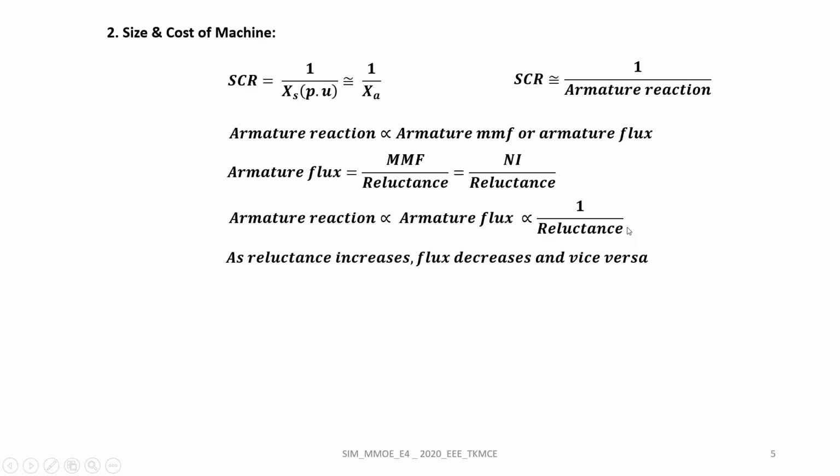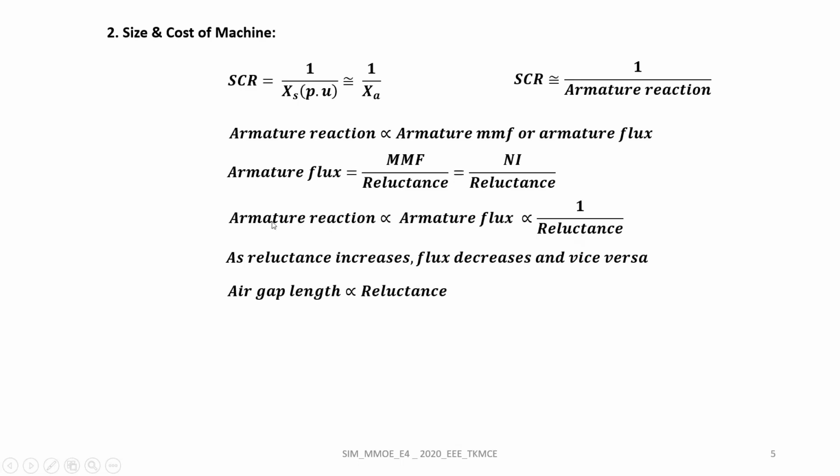So as reluctance increases, flux will decrease, and armature reaction reactance will decrease. As reluctance increases, flux decreases and vice versa. We know air gap length is directly proportional to reluctance. As air gap length is increasing, reluctance of the magnetic path is increasing.